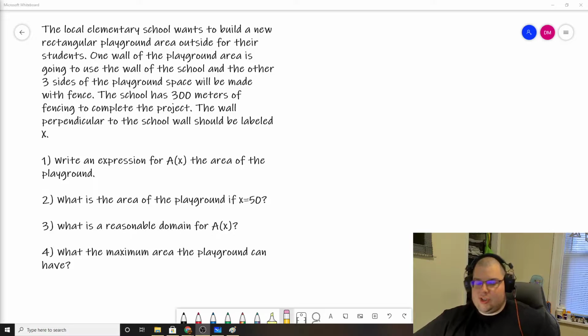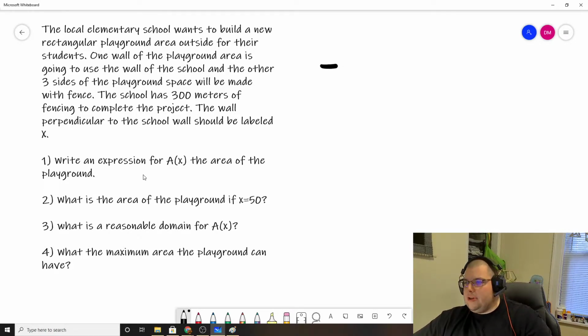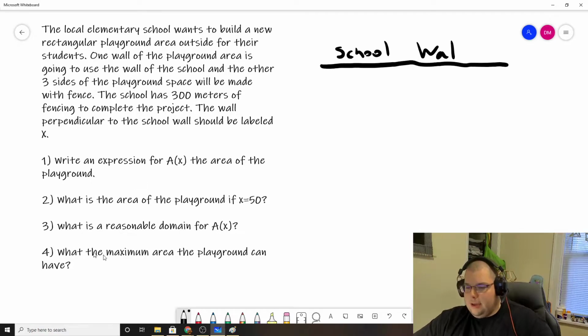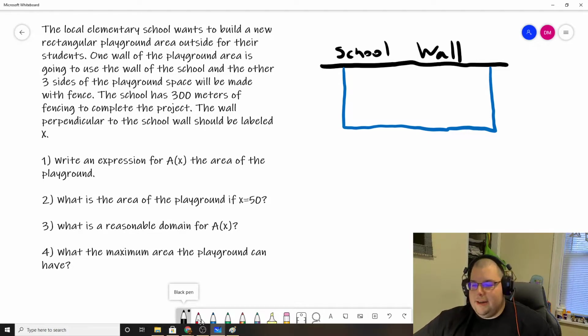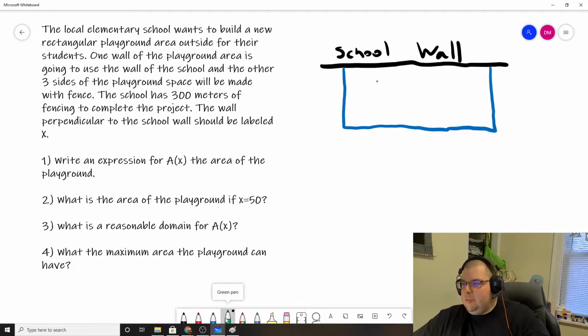So let's start by drawing a picture. We know from the wording it says a new rectangular playground area. So we know that the shape's going to be a rectangle, and one of the walls is going to be the school wall. And the other three are going to be made with fence. So I'm going to draw a rectangle where three sides are the same color because they're made of fence, and then the fourth side is going to be labeled the school wall. Gotta spell wall right. And then inside of that is the play area.